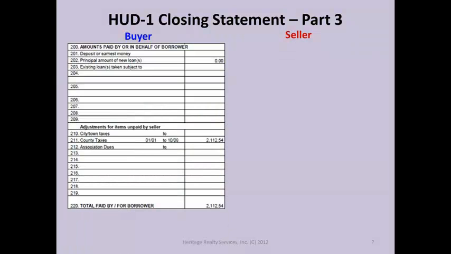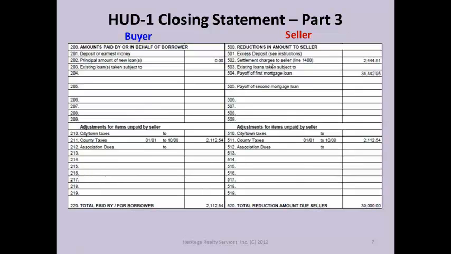So this is the second part of the HUD statement. This is very important. Here's the settlement charges. Well, let me go through this first. I made note of this for a very simple reason. This is the earnest money deposit. See how much the earnest money deposit is? If you can't see it, it's zero.